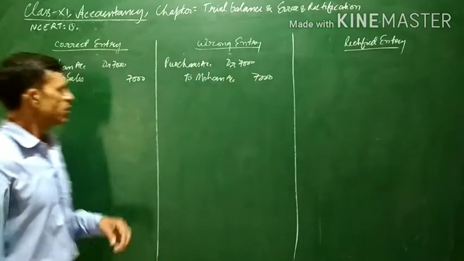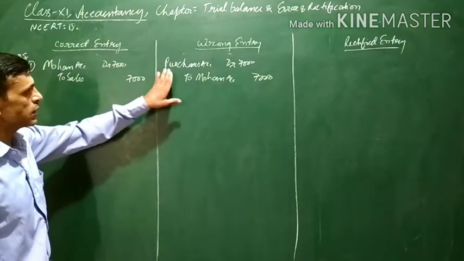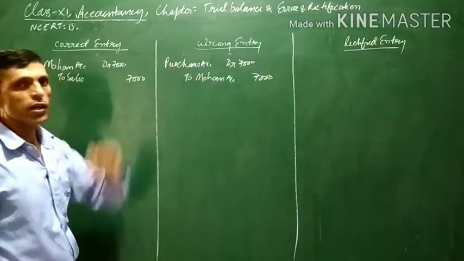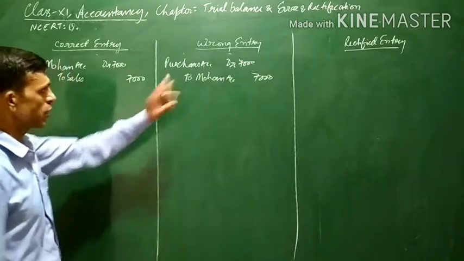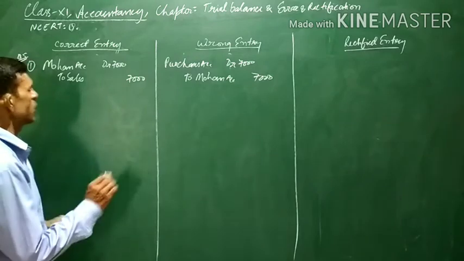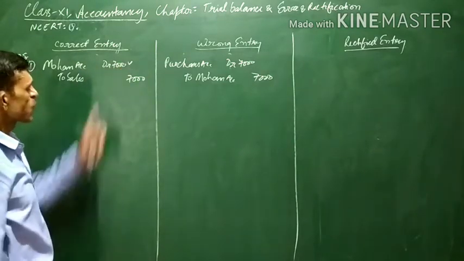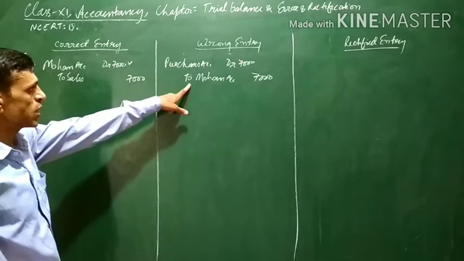Actually the goods were sold to Mohan, but instead of sales it has been recorded as if the goods had been purchased from Mohan, because it was recorded in the purchases book. This is the wrong entry. You have to look at this very carefully and solve it very carefully. So now see, Mohan account was to be debited, but Mohan account has not been debited here.